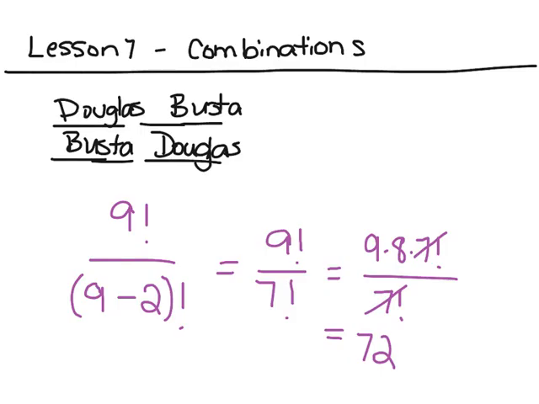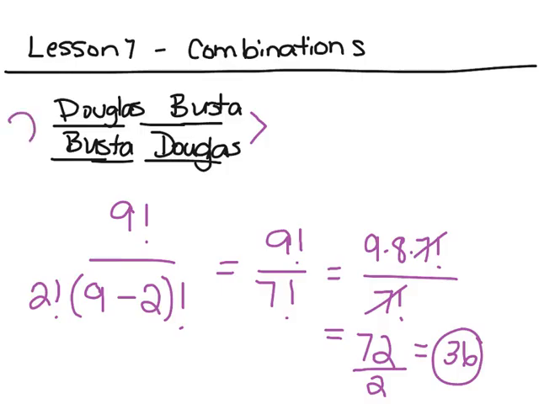But we want less than that. To get less than that, because we're choosing 2 people, we're going to divide this number by 2 again. The way that we show that with factorial notation is we divide by 2 factorial on the outside. So you're going to divide it twice. This is actually 36 options because it doesn't matter which order it is. 2 options become 1 option.